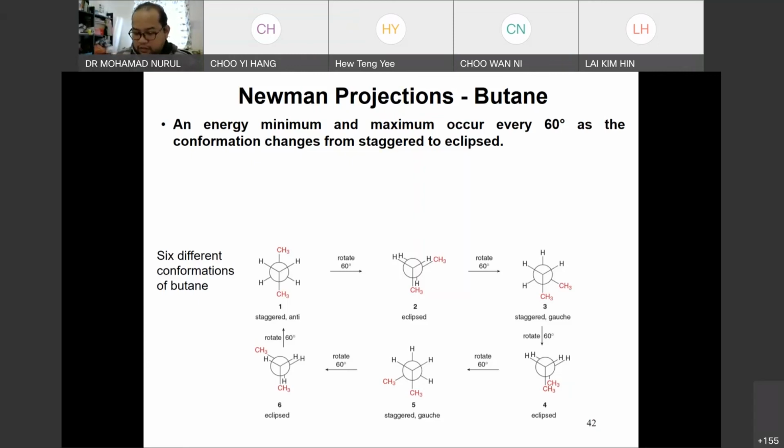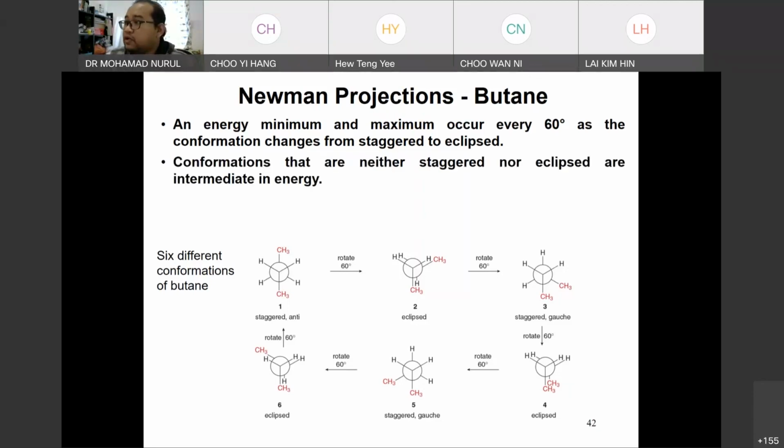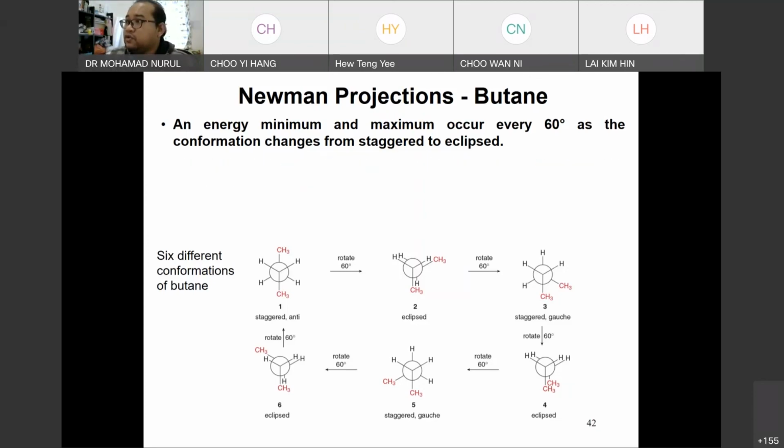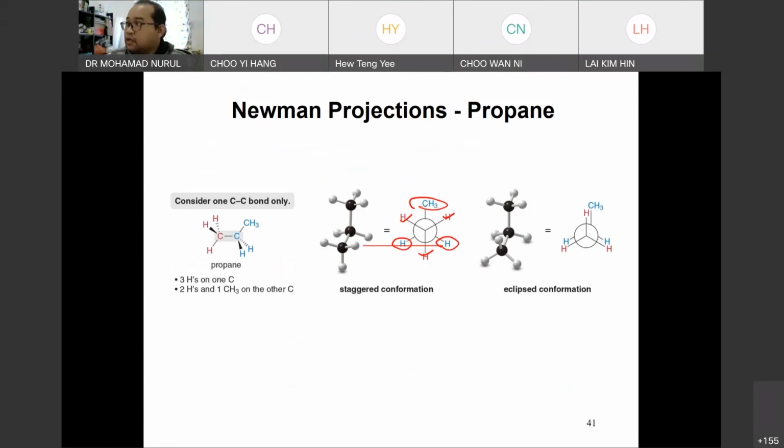Oh my God. No. I think butane we can continue later. Make sure you understand propane first, because I didn't bring back my model. I have to find my model at my office first. It's not enough, the bond is not similar length.